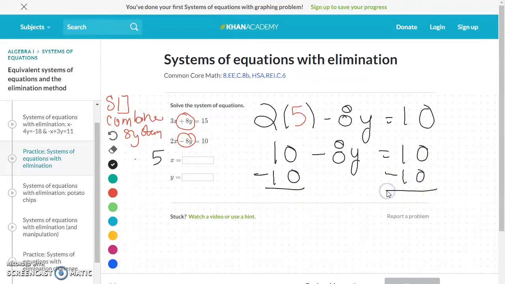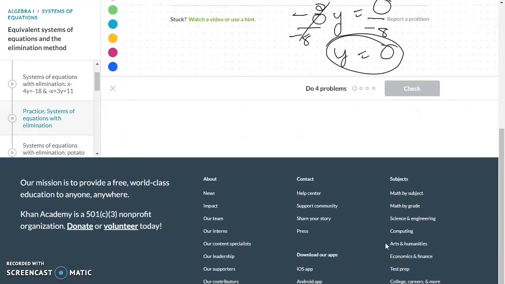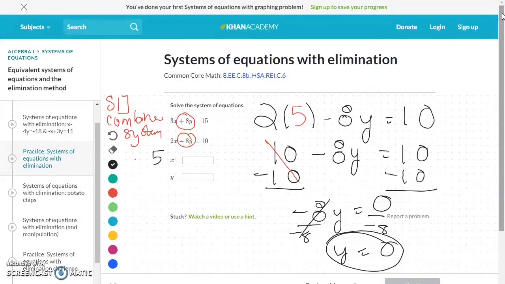When I subtract 10 on both sides, I notice that the 10 reduces to 0. So 10 minus 10, 0 on the left. 10 minus 10, 0 on the right. Just bring everything down. Negative 8y is equal to 0. Divide both sides by negative 8, and the value of y equals 0. So I have my point: x equals 5, y equals 0. This is my solution to this system.